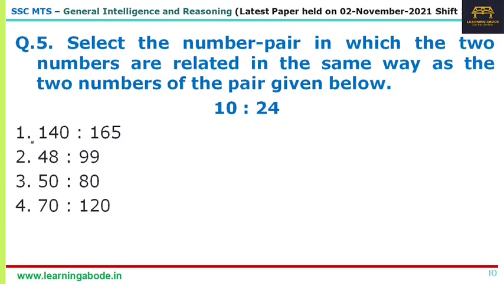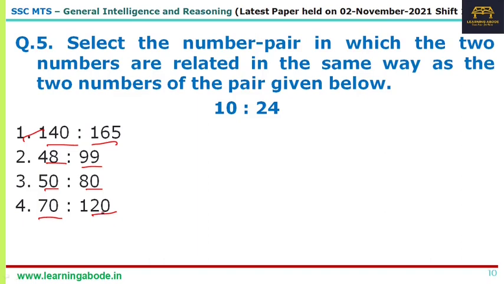Now the fifth question is a very easy one to crack, right? But again, you cannot just be looking at the pair that is given. You cannot guess the answer. You have to also look at the answer choices, because when you look at 10 and 24, there are so many ways you can look at it, okay? One connection is multiply 10 by 2 and then add 4, that is 24, or multiply 10 by 3 minus 6, that is 24, right? So there are multiple possibilities. At the same time, you should also look at the numbers that are given here. Okay, so 140, 165, 48, 99, right? So 50, 80, 70, 120.